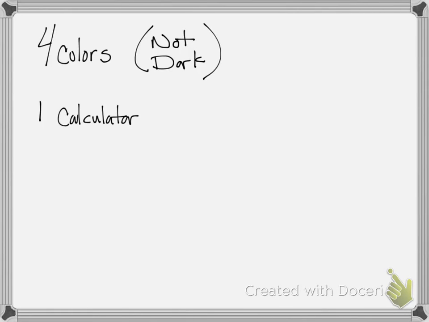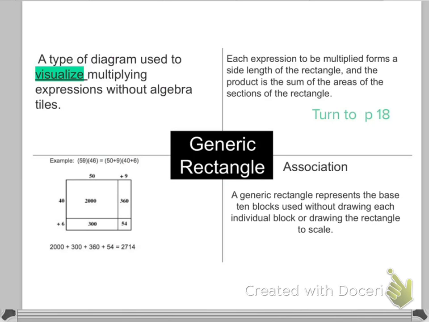For today's lesson, you need 4 different colors. Make sure they are not too dark. And 1 calculator. We're going to start our notes on page 18 for one quick vocabulary word.